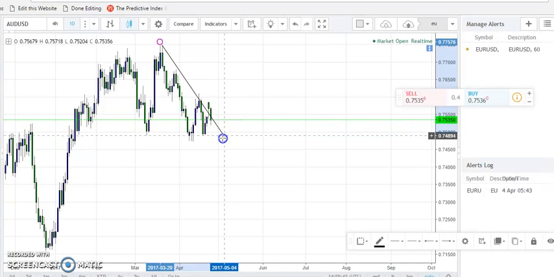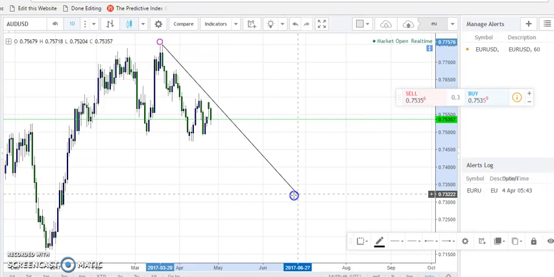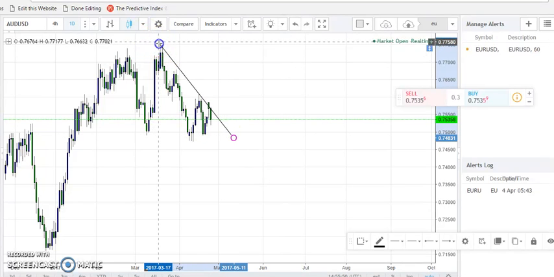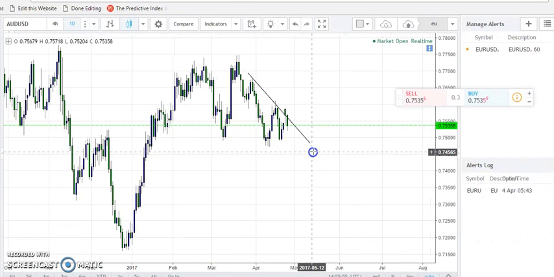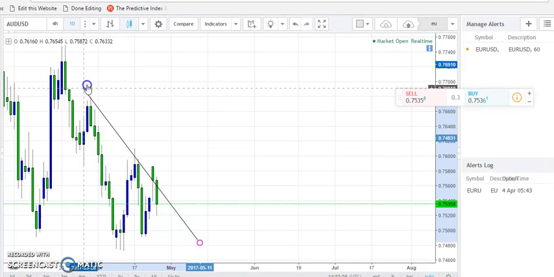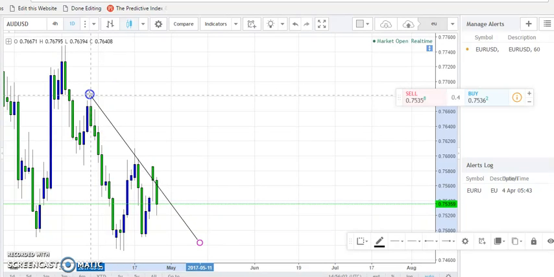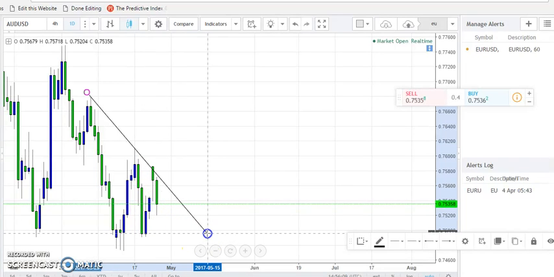Let me draw it from, to me, this wick right here, or better yet, never mind this, draw it from this wick. As long as the first 2 points match up, as long as it makes sense, okay? This wick right here, since these are the relative lows in this situation, and that wick right there, okay?